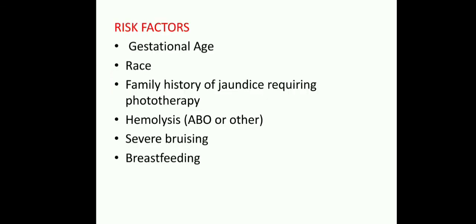Okay, and coming to the risk factors. What are the risk factors of neonatal jaundice? Gestational age, race, family history of jaundice requiring phototherapy, hemolysis, that is ABO or other hemolytic disorders, and severe bruising, because in some instrumental deliveries babies have severe bruises. At that time there is trauma and the child's RBC breakdown occurs, so that is also one of the risks. And breastfeeding jaundice, as I said, is also one of the risk factors, along with breastfeeding enzymes.